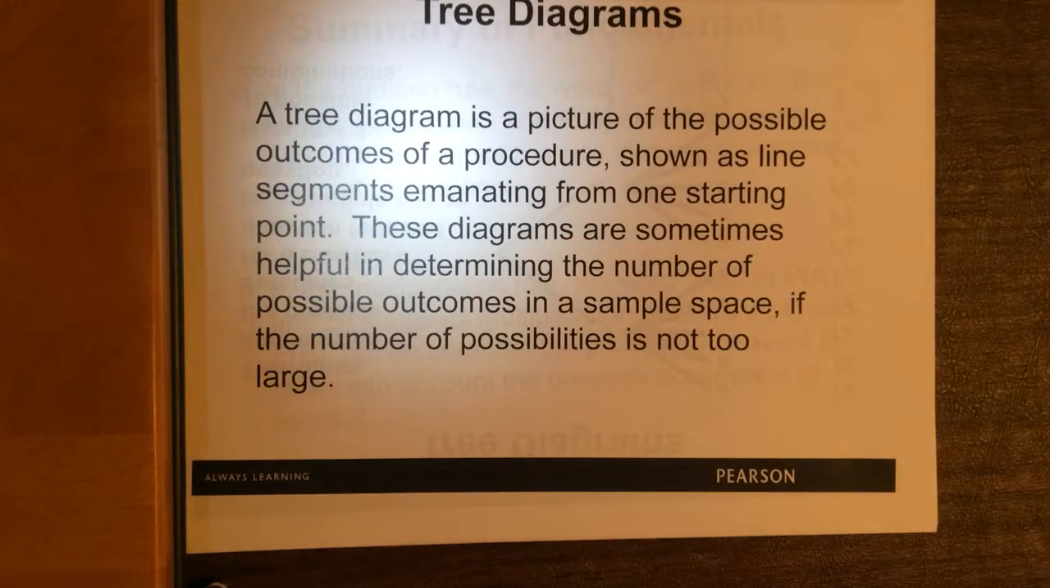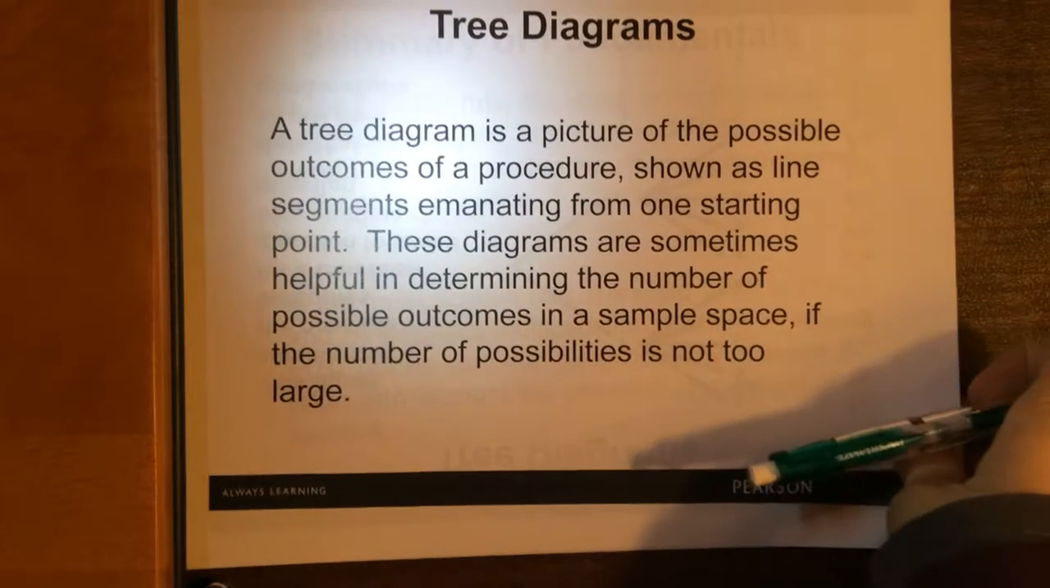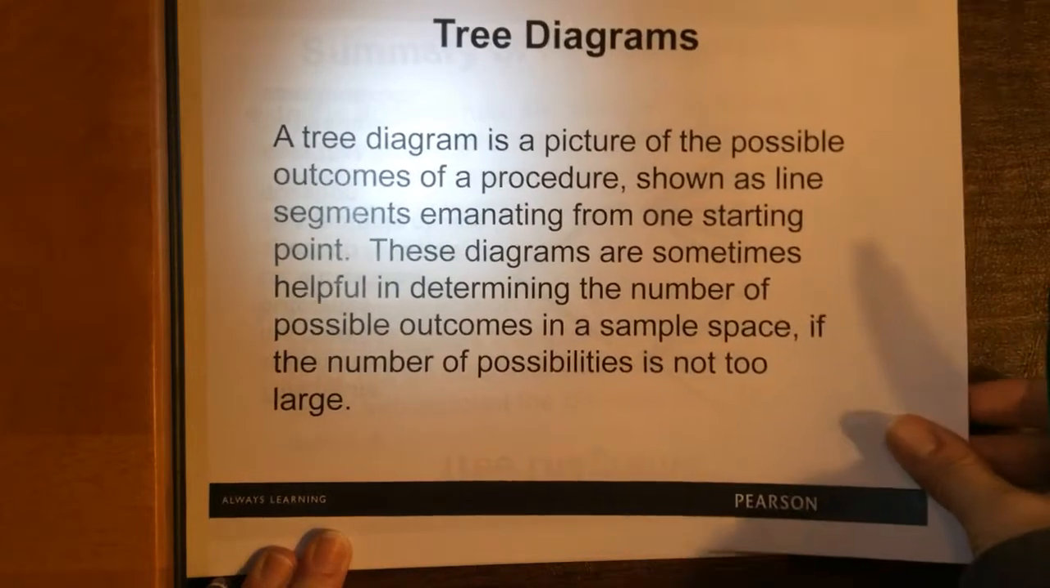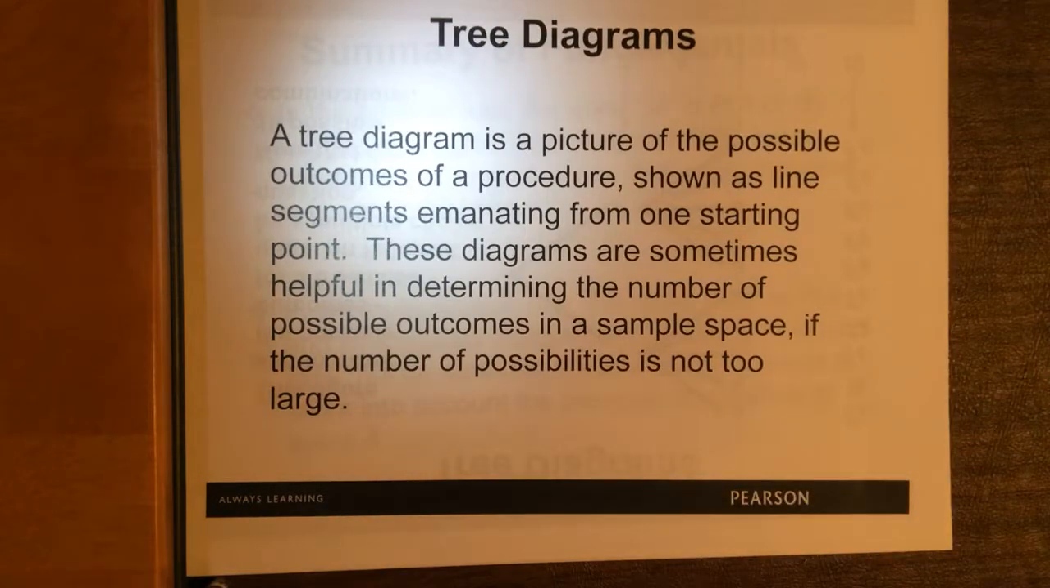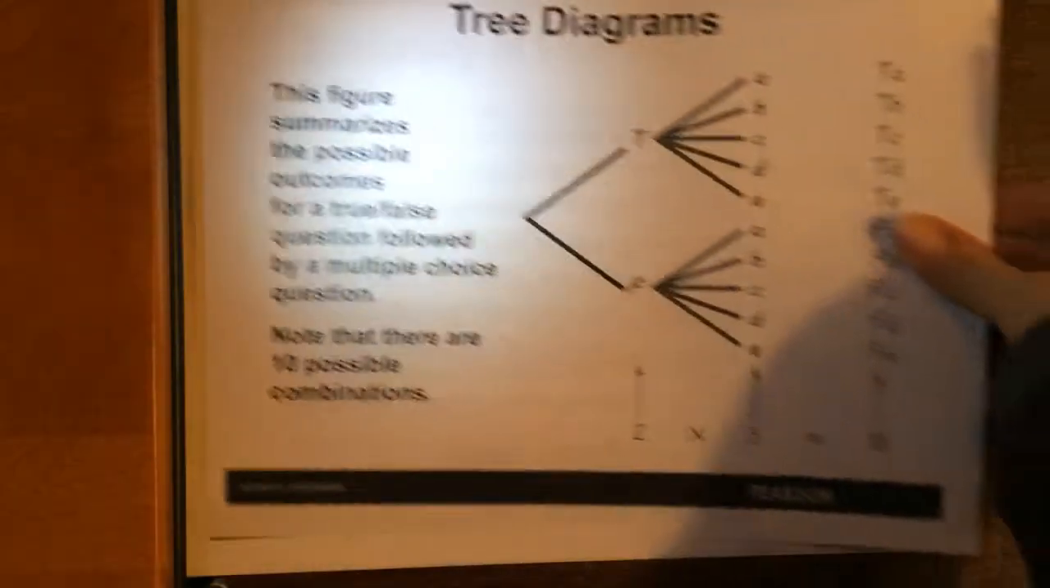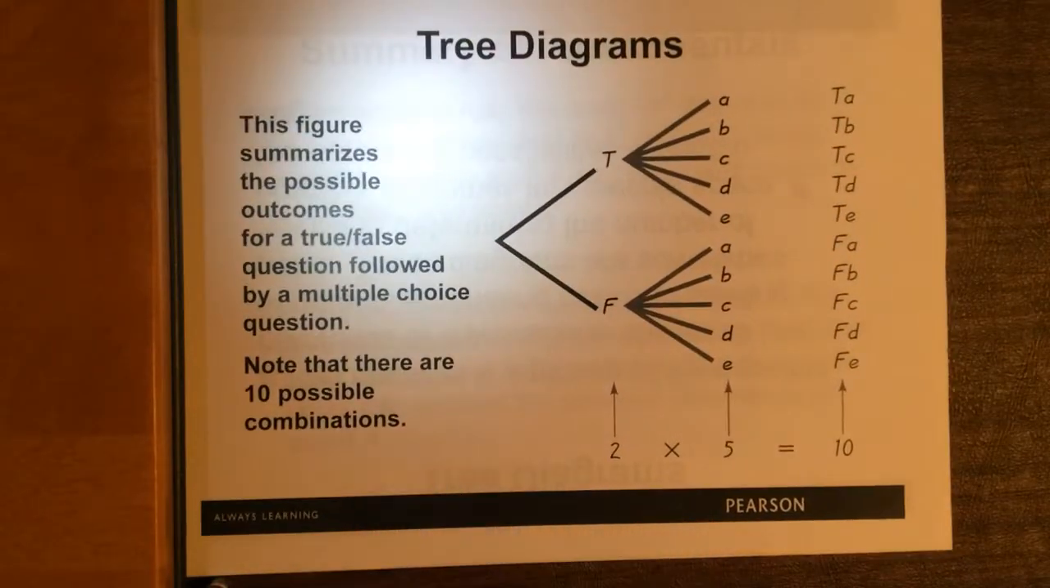Sometimes when you have a problem that you're trying to figure out, it's easier to look at it in terms of a tree diagram, because there are so many possible outcomes and it's hard to keep them straight. So if you want a picture of the situation, you can take a look at what it would look like to take a test where the first question is true, false, and the second question is multiple choice.